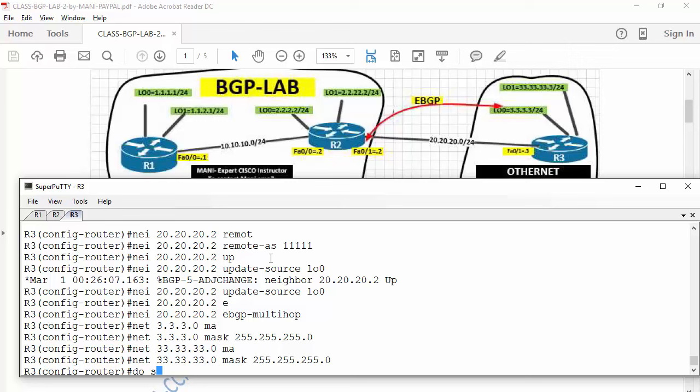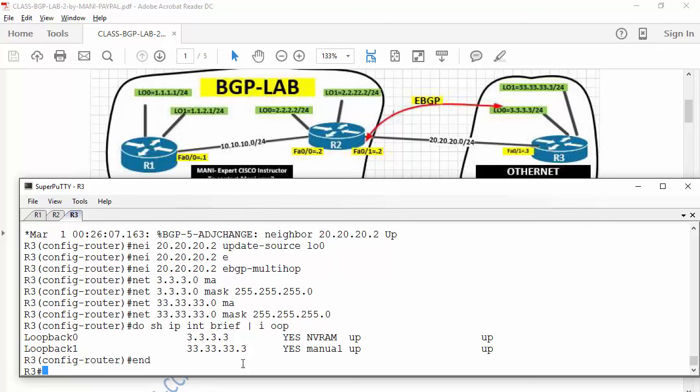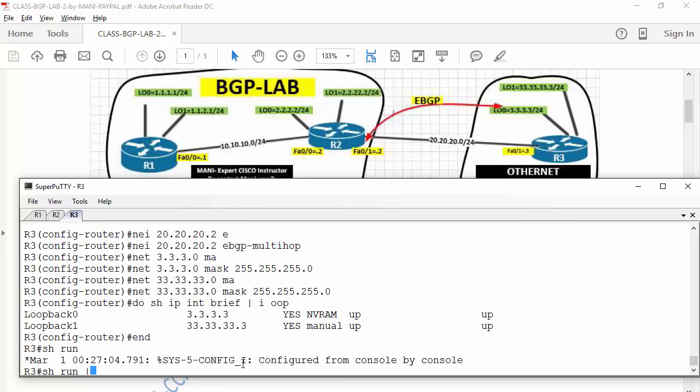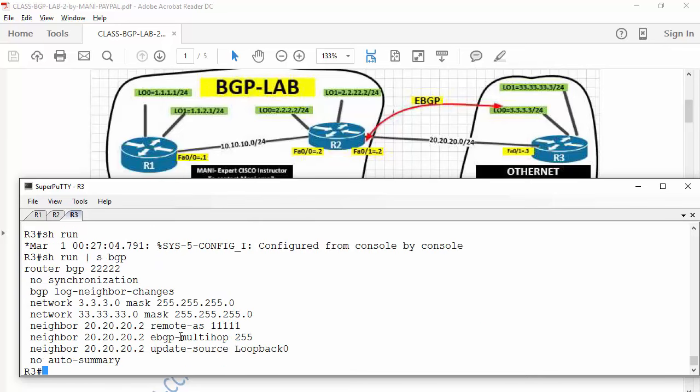What I'm going to do is show IP interface brief, again a CCIE trick, include loop. Yeah, that's right, 33.33.33.3. So let's check the entire BGP. Show run section BGP. So be familiarized with all these commands.